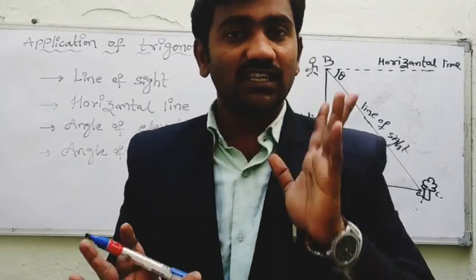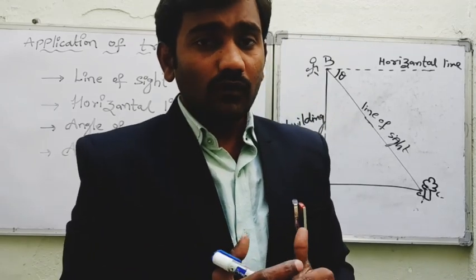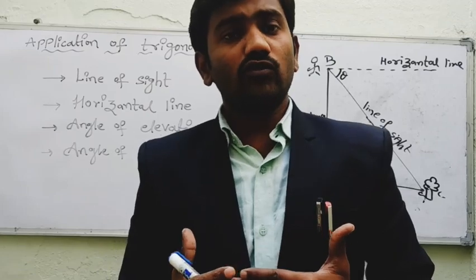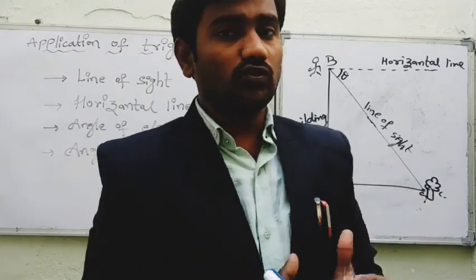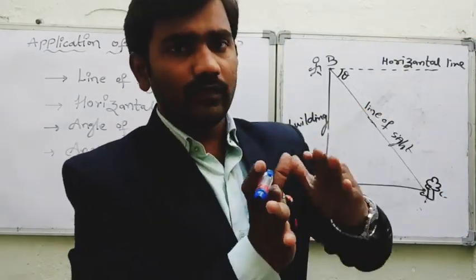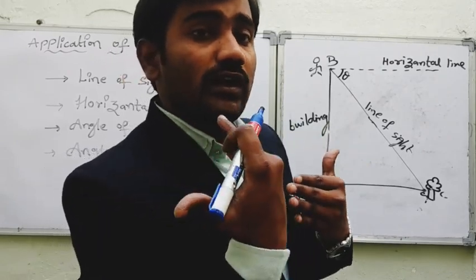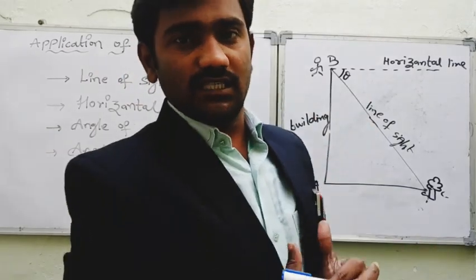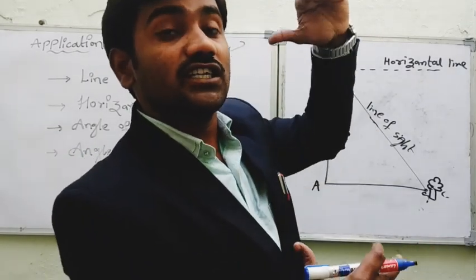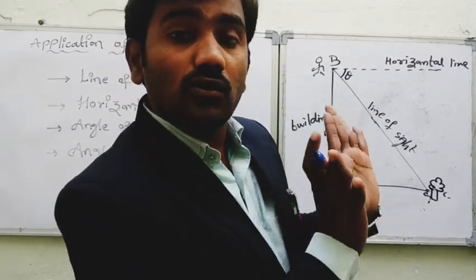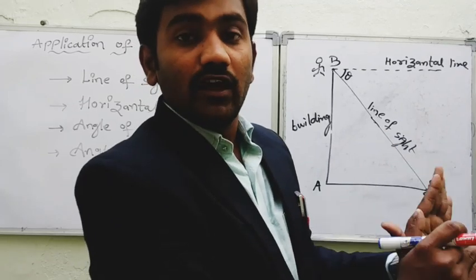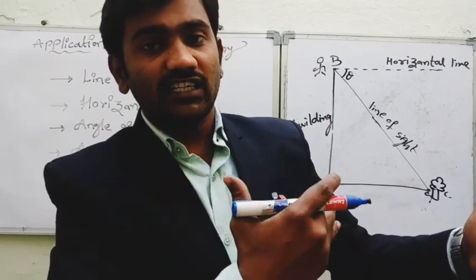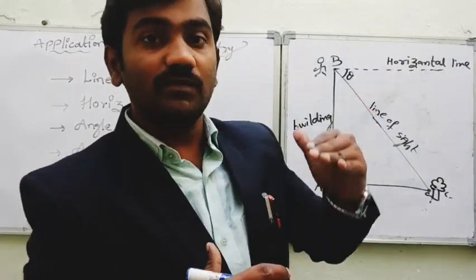And let's know two more things. Suppose you are moving closer and closer to the object, for example moving near the hill. When you move near the hill, the angle of elevation increases. The angle of elevation increases when you move closer and closer to the object. When you move far, taking more distance from the object, the angle of elevation decreases.